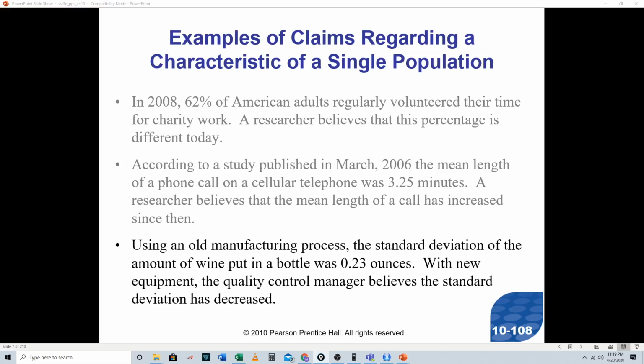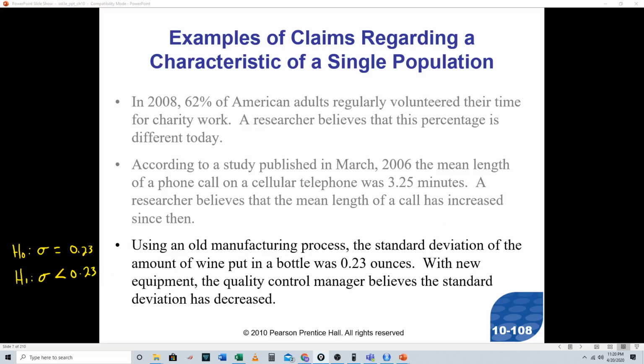Here, the manufacturer believes the standard deviation, so now it's standard deviation, so our null and alternative are about sigma. These will always be the same, by the way. The status quo is that it is equal to 0.23, and they believe that it's decreased, less than 0.23. And that's really all you're going to do for your null and alternative hypothesis.